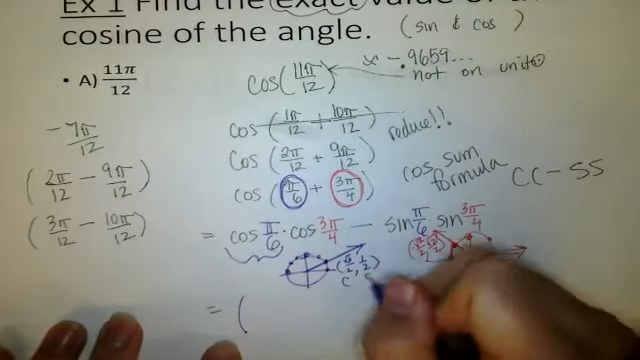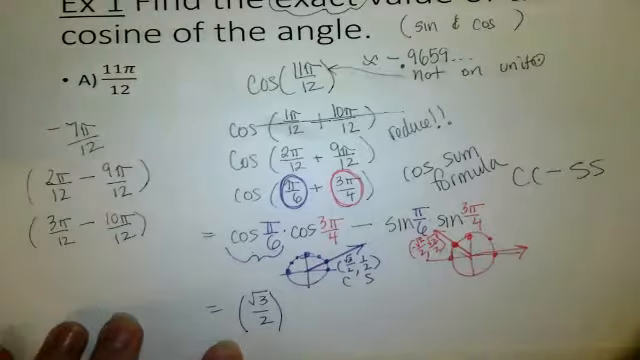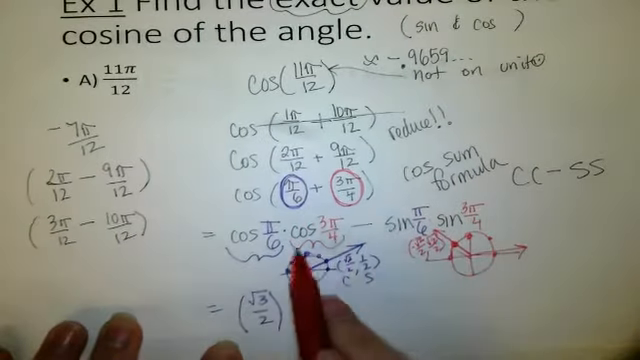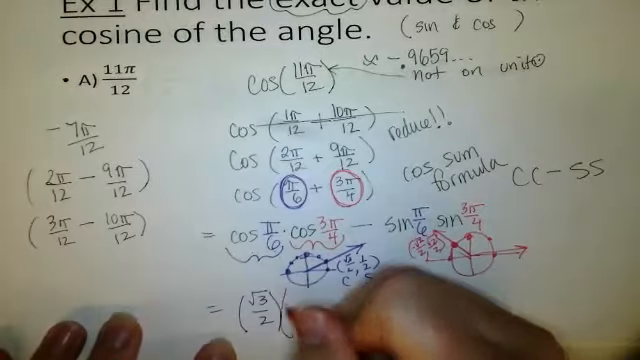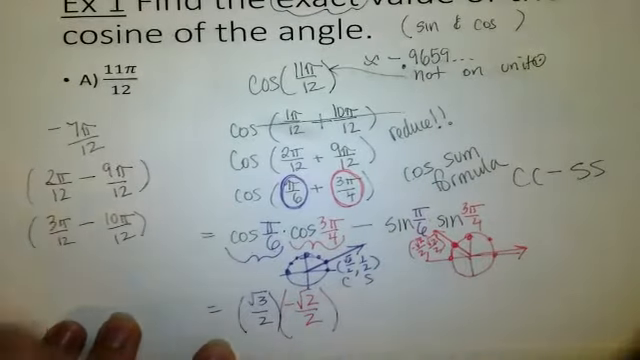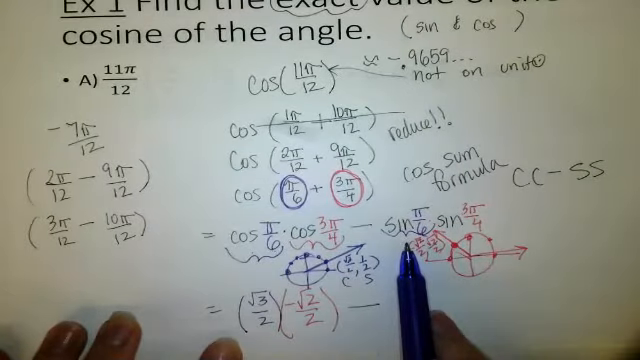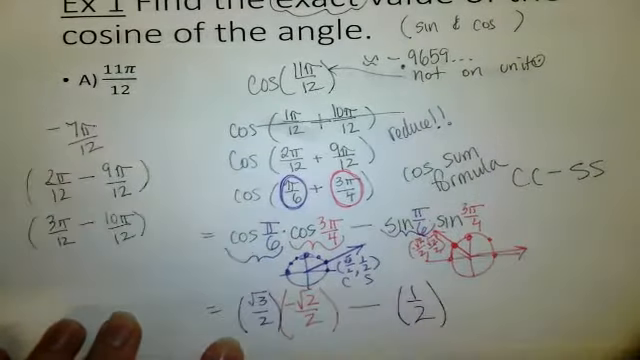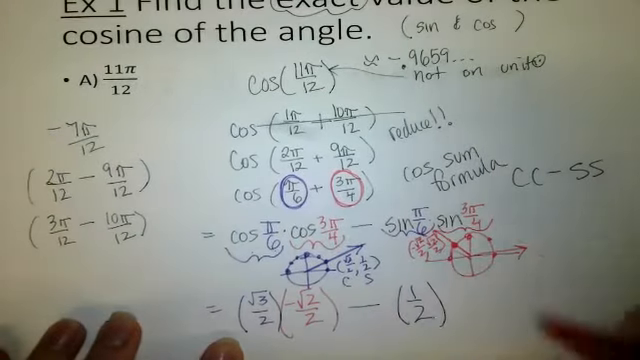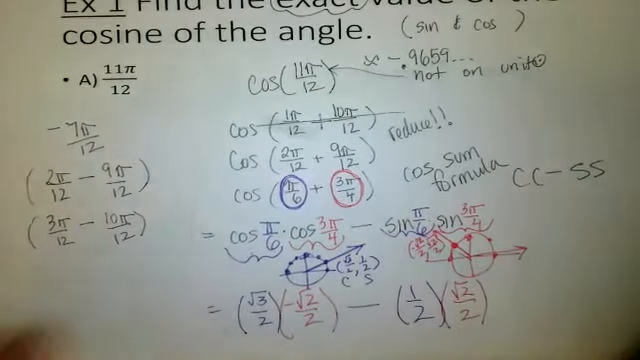Radical 3 over 2. Cosine, sine, alphabetical. So radical 3 over 2. Then, what is cosine at 3 pi over 4? Negative radical 2 over 2. We have the subtraction sign. Then we have sine of pi over 6. 1/2. And last, multiplied by sine at 3 pi over 4. Radical 2 over 2. All right, so that's evaluate.